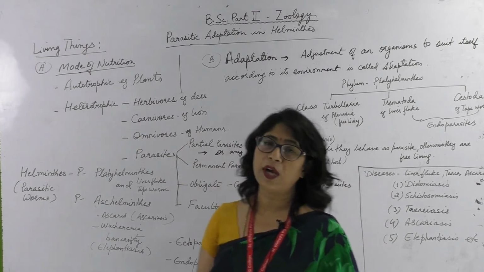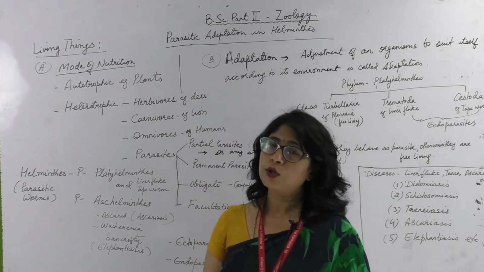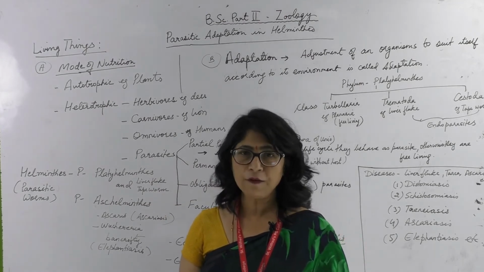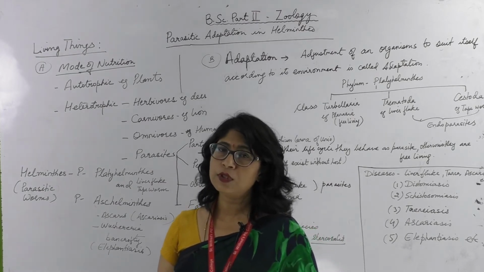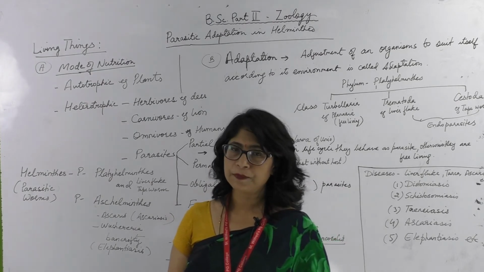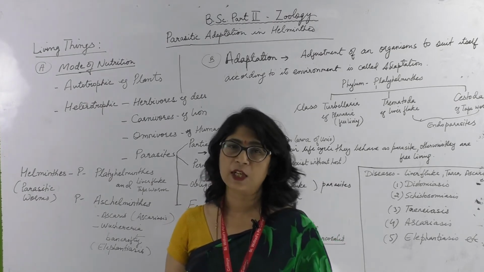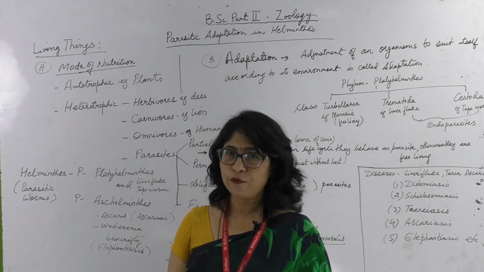Now what do I mean by autotrophic? Autotrophic means auto means self and trophic means nutrition. This includes those living things which make their own food, that is by utilizing water, carbon dioxide and sunlight, they prepare their own food.